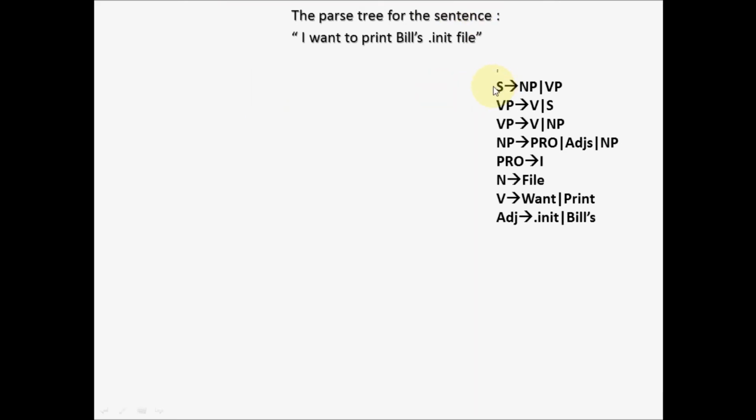Since it's a top down derivation, we start with the start symbol, so let S be the start symbol. Now S can be replaced with either noun phrase or verb phrase. What I want to map first is I. What is I? I is a pronoun, and a pronoun in turn can be a noun phrase. So I can use this rule: noun phrase can be pronoun. And further, pronoun can be I.